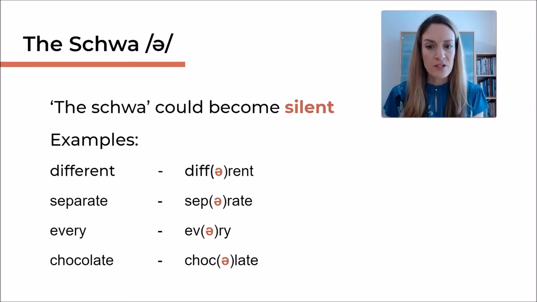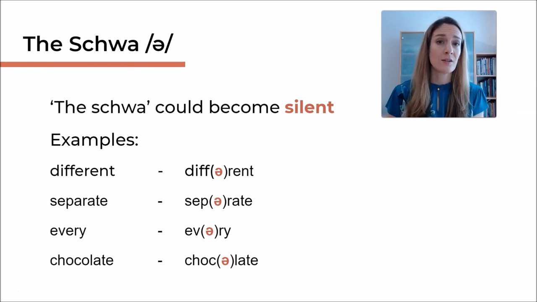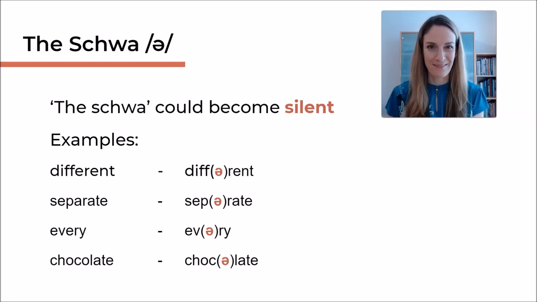The versions of these words, the pronunciations with the silent schwa, are actually very common. You hear them very often. So I'm going to repeat them one more time, all of those four words without the schwa pronunciation. Different. Separate. Every. Chocolate. Now that might take a little bit of practice for you if you're not used to having so many consonants next to one another. But just try and practice, it will get easier, I promise.